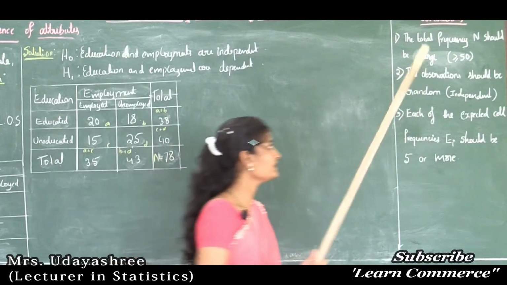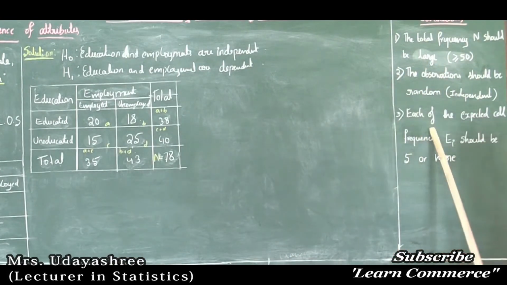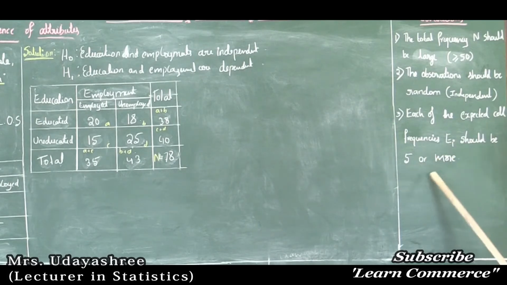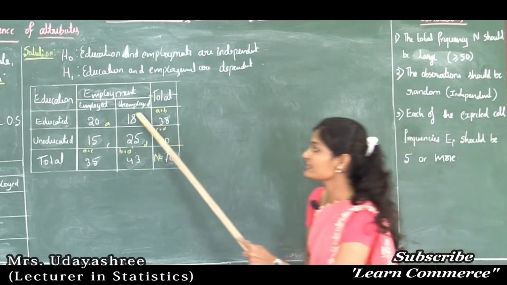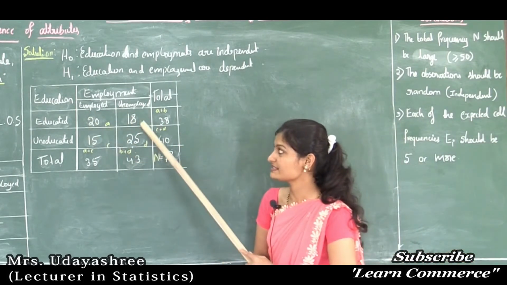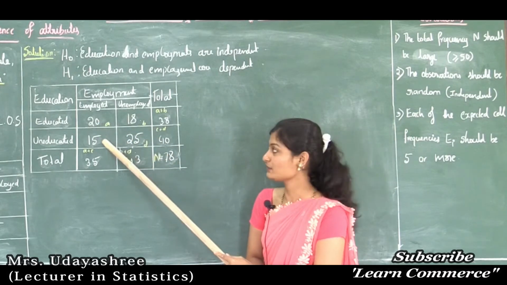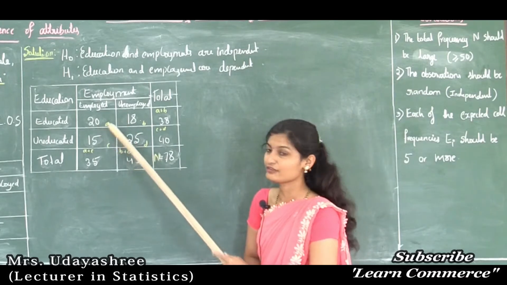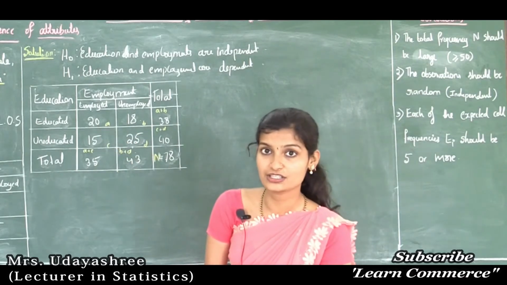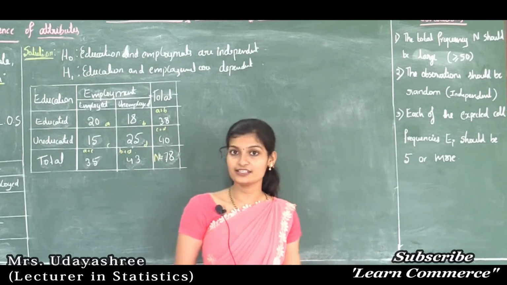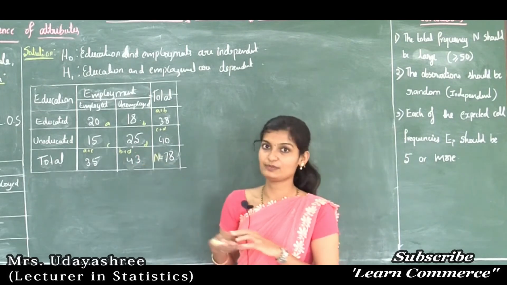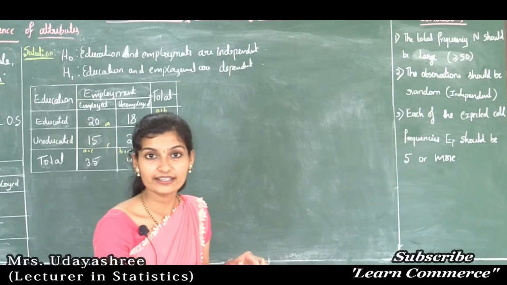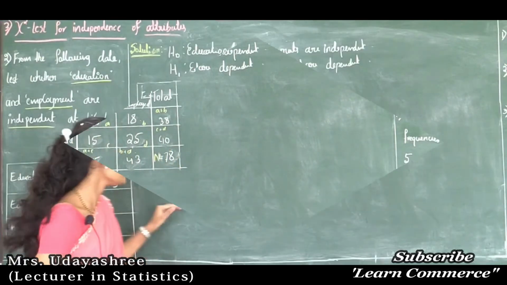Then the third condition is that each expected cell frequency Ei should be 5 or more. These are the given frequencies, and these are the Ei values. Each frequency is more than 5, so the third condition is also satisfied. All the conditions are satisfied in our given problem. So step 1 and step 2 are over. Next let's see step 3.